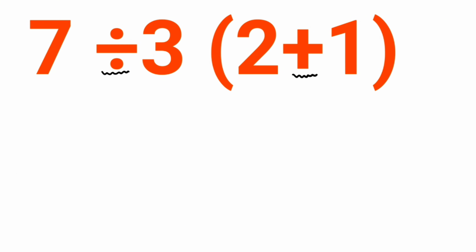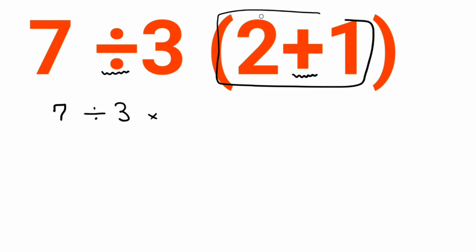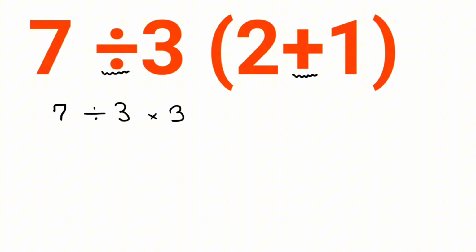this question can be solved by 7 divided by 3. First of all, we have to handle this parenthesis. It will be okay. So it is 3. Now, according to PEMDAS, we have to move from left to right because division and multiplication both have the same priority, but we have to move from left to right.